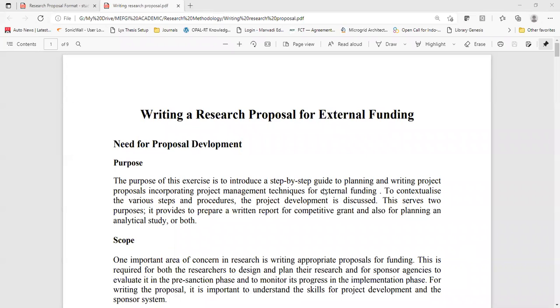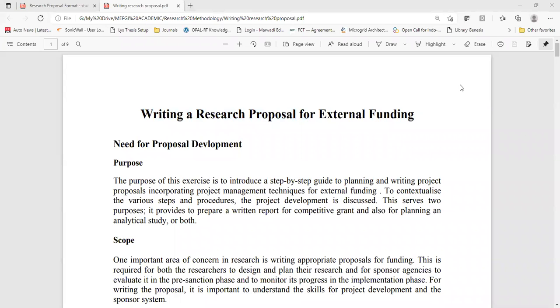This is the last module of our course, Research Methodology, and I hope that you have gone through the other tasks and will try to finish them as soon as possible. I did not assign this last task earlier because you first need to understand how literature review is carried out, how the problem is identified, and how the work is done. Only then can you talk about writing a research proposal for external funding.